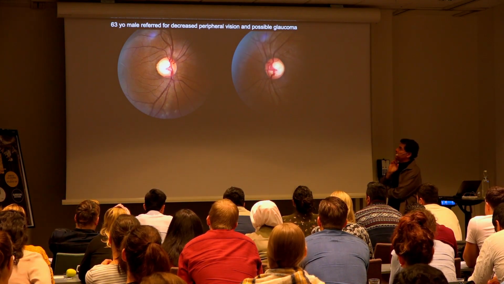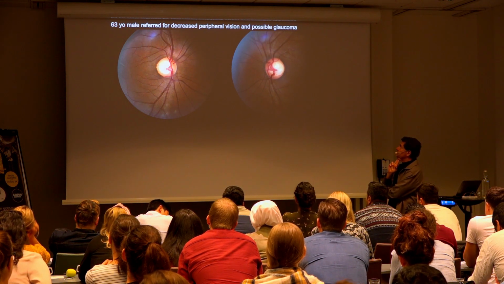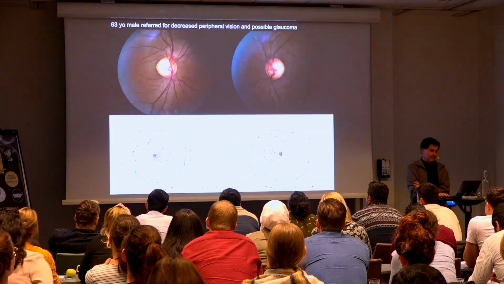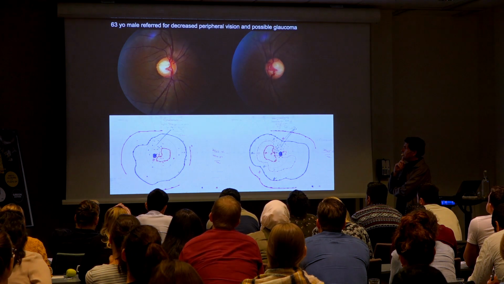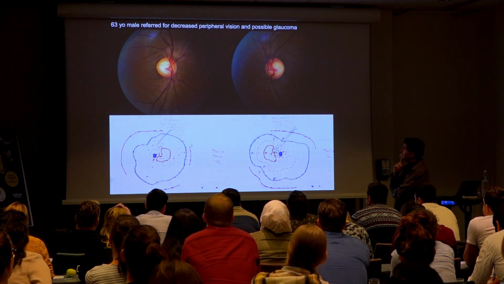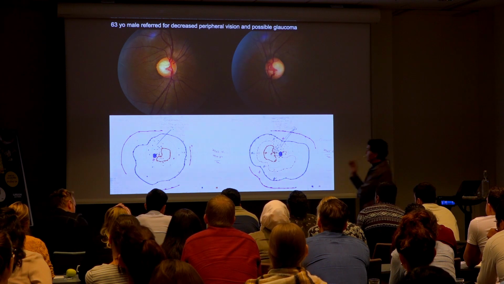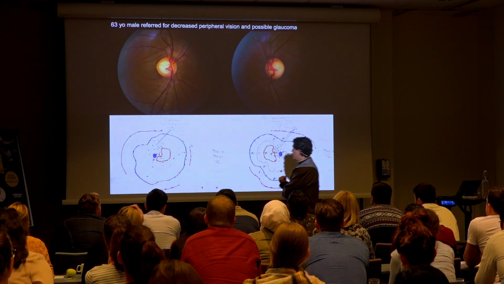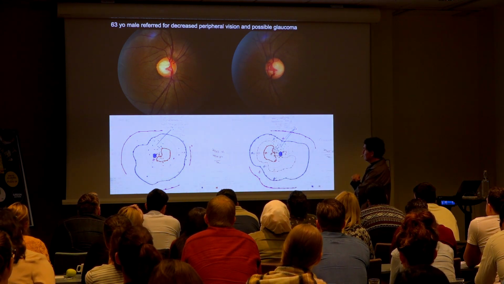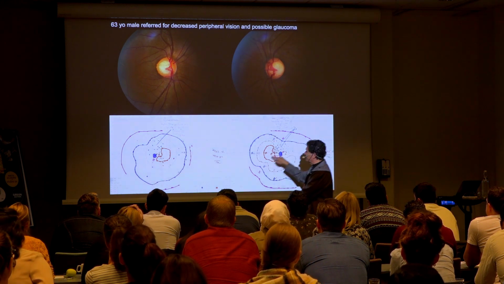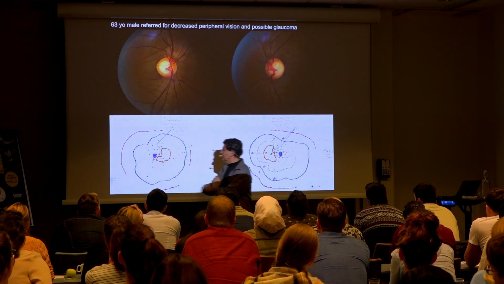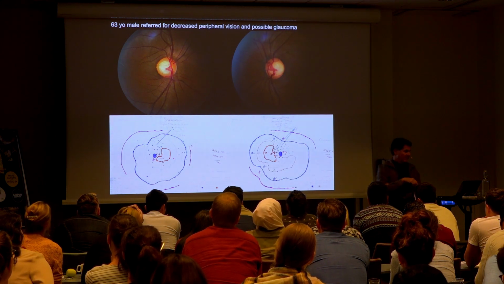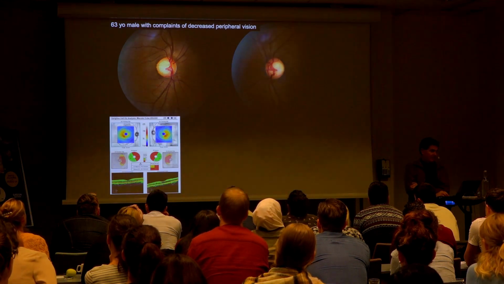So here's a 63-year-old referred for decreased peripheral vision and possible glaucoma. So it looks like pretty large cups, right? And that was the visual field. So it looks like maybe possible arcuate or not. What if you just looked at the 1,2E isopter? This is getting to your question. So this is a glaucoma suspect.